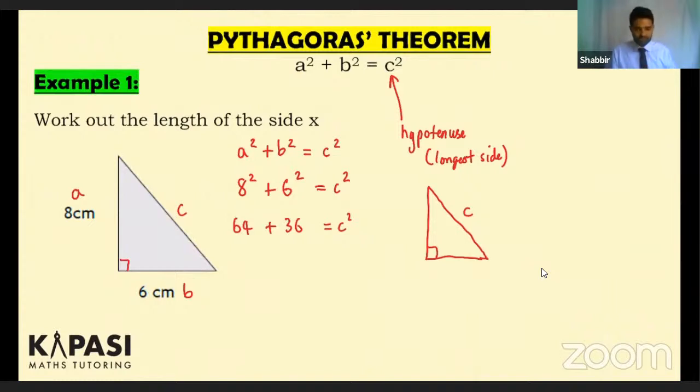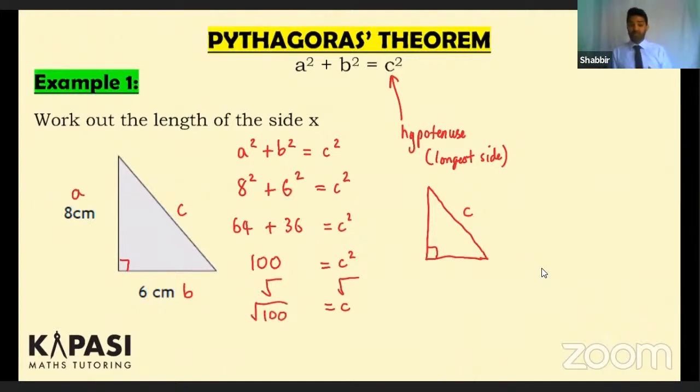And 64 plus 36 is 100. That equals C squared. But that's not the final answer, because that is C squared. What we're trying to work out is the length of side C. So how do we get from C squared to C? What's the opposite of squaring something? It's the square root. So we've got to do the opposite. We've got to square root both sides here. So here we've got to square root 100.